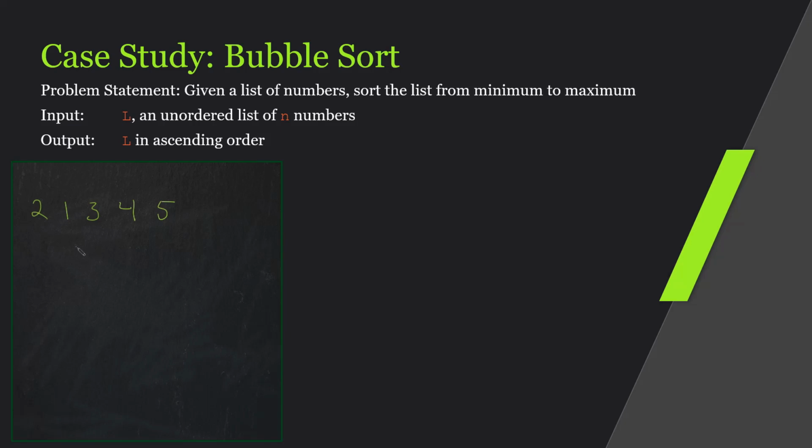So how are we going to do this? Well, if we go through and we just check these first two elements, are they in place? Meaning, is the left element less than the right element? We're going to know that they aren't. So let's go ahead and swap these two elements. So then we end up getting a list that's 1, 2, 3, 4, 5.